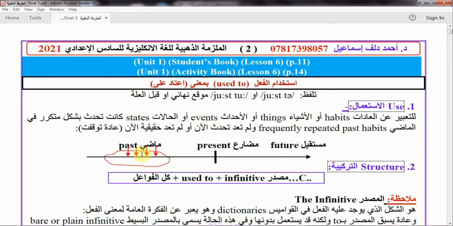Look at the timeline of used to. Here we have present, future, past. Here in the past, the habits, things, events, or states were happening, but now in the present they are not happening, occurring. Okay?